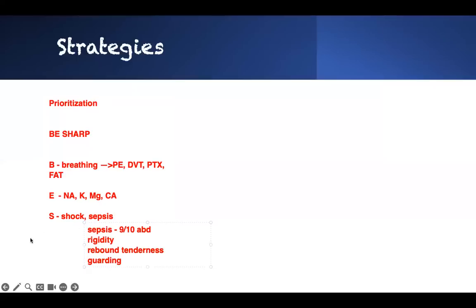Okay, shock can be changing mental status. It can just be changing mental status. It can be tachycardia, hypotension, cold extremities, or signs of shock. Okay, they will hide it. Those are buzzwords.